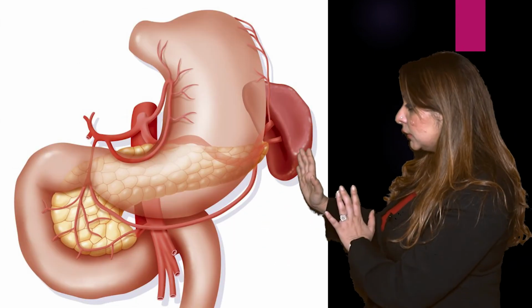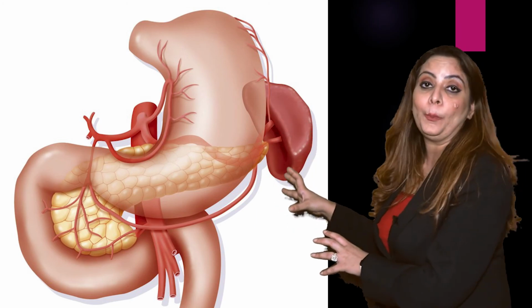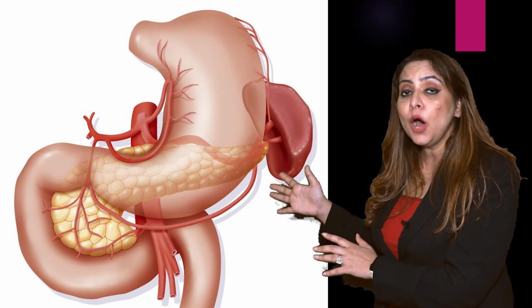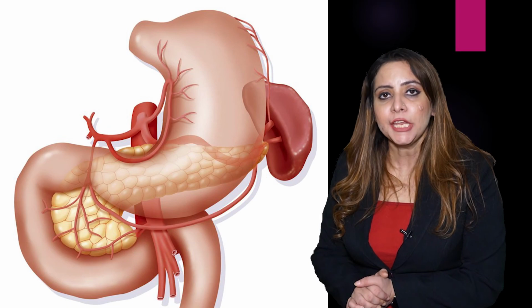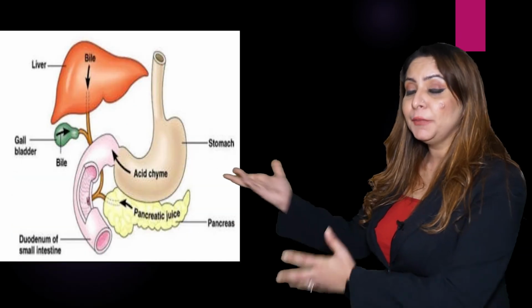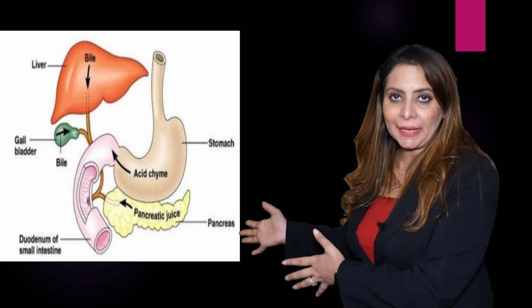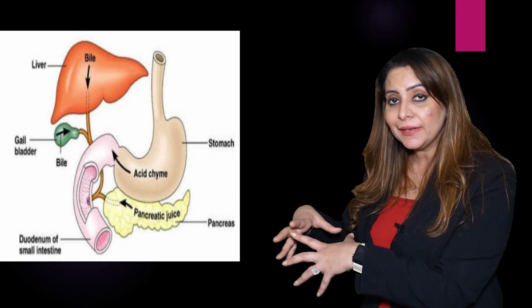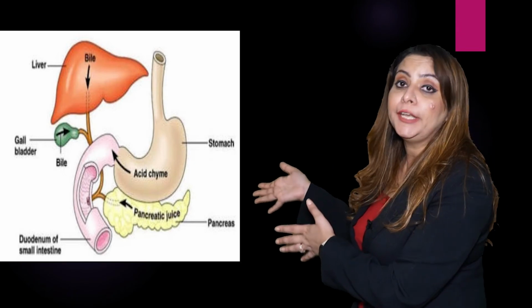Now, if you look at the duodenum, you will see that a common duct opens in the duodenum. And how is this duct formed? The common duct is formed by the combination of the bile duct, which is coming from the liver, and the pancreatic duct, which is coming from the pancreas. They both unite together, form a common duct, and as you can see, they open up into the duodenum, right?